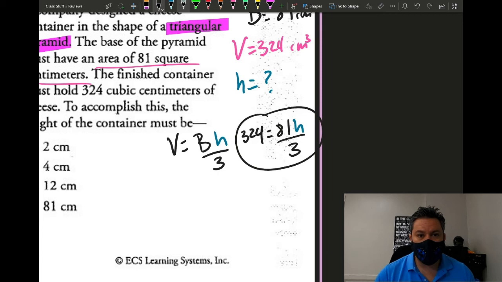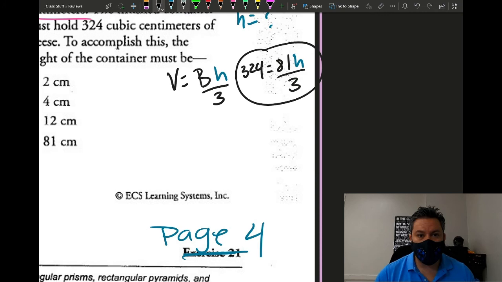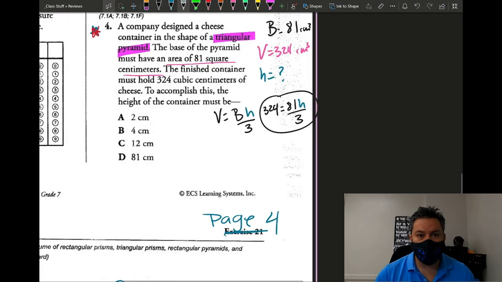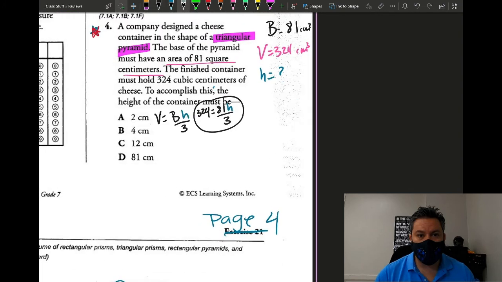So again, just like on the previous problem, we gotta get rid of that 3 first, right? Because it's dividing. So the opposite of divide is to do what? Let me rewrite this somewhere else so that I can have a little more space. All right. So the first thing that I'm gonna do, I'm gonna multiply this by 3 and this by 3. This will cancel out. And then 324 times 3 gives me 972. And I'm left with 81h.